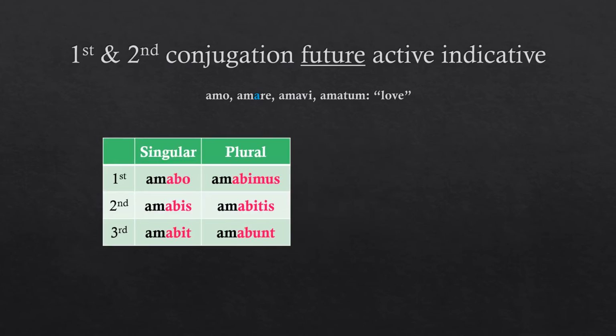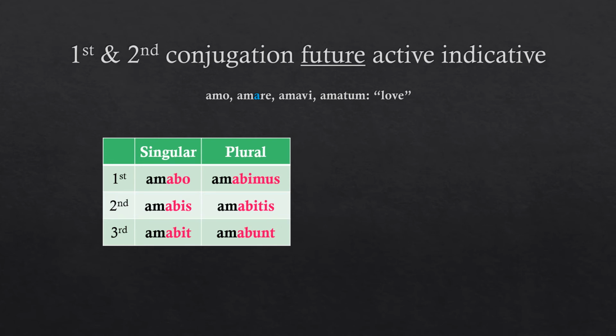Speaking of the future tense, let's look at how the future active indicative endings differ in the first and second conjugation verbs. We will continue to work with amo and doceo as our exempla. Future tense endings for first and second conjugation verbs basically follow this structure: thematic vowel plus bi, which is the future tense marker, and your personal endings.